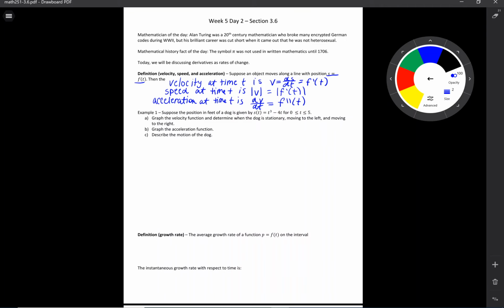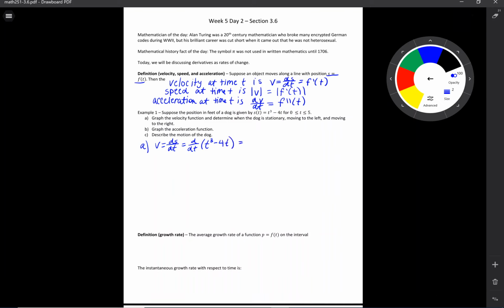So we have an example here to show us how this works. Suppose the position in feet of a dog is given by s of t equals t cubed minus 4t for t between 0 and 5. We want to graph the velocity function and determine when the dog is stationary, moving to the left, and moving to the right. So I first need to determine what my velocity function is. So I know that the velocity is the derivative of the position. So I need to take the derivative of t cubed minus 4t.